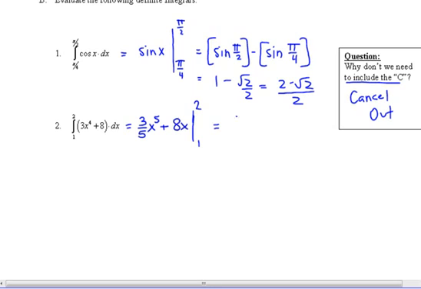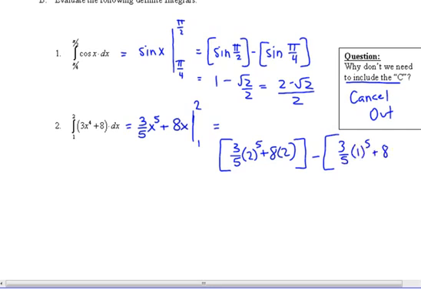Okay, so now we want to find f of 2 minus f of 1. So 3 over 5 times 2 to the power 5, plus 8 times 2, minus the 1: 3 over 5 plus 8. So 2 to the power 5 is 32. 32 times 3 is 96 over 5, plus 16, minus 3 over 5, minus 8.